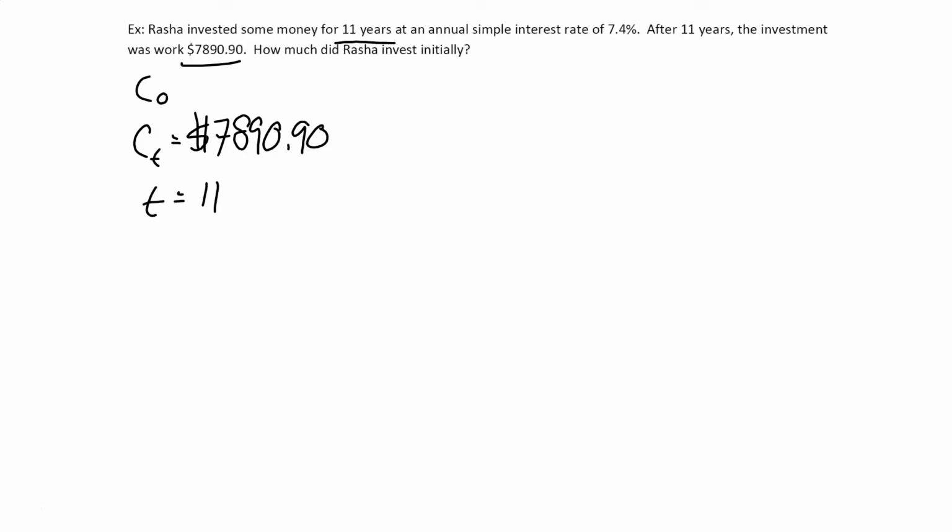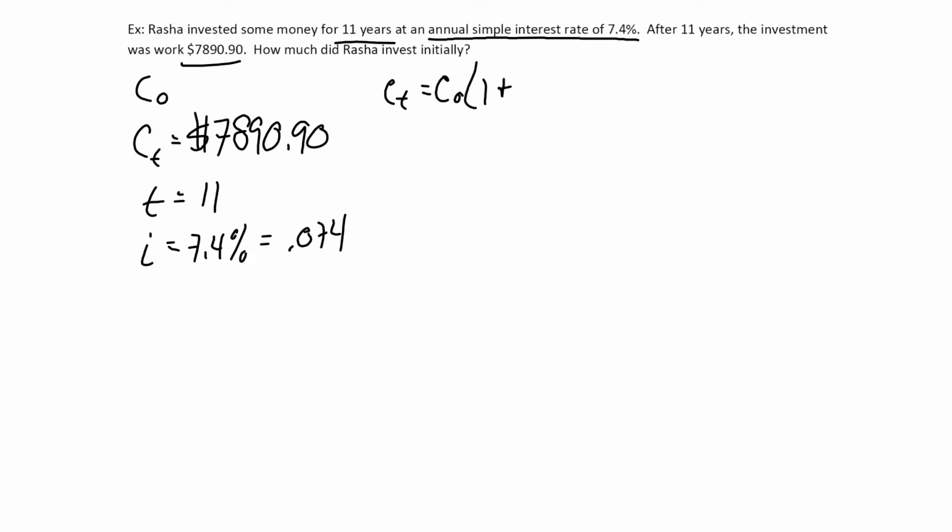And the interest rate, it's an annual simple interest rate of 7.4%, which is equal to 0.074. Now we can use the original formula and substitute in the numbers there and do the calculations, or we can use the formula that we've just shown above. Let's start off with the original formula. So we've got CT is equal to C0 times 1 plus I times T.